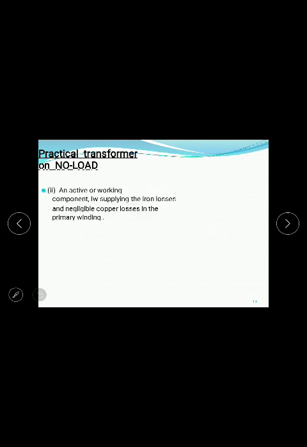The other is an active or working component supplying the iron losses and negligible copper losses in the primary winding. The working component Iw is in phase with the supply voltage V1.